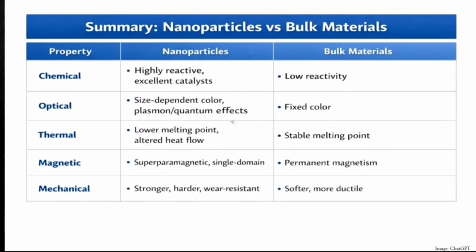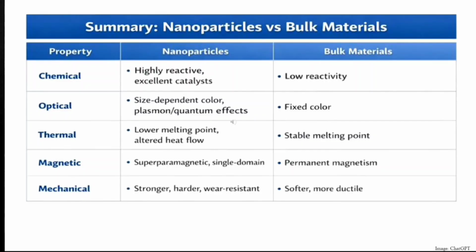This table summarizes the key differences between nanoparticles and bulk materials. Chemically, nanoparticles are far more reactive and act as excellent catalysts, whereas bulk materials generally show low reactivity. Optically, nanoparticles display size-dependent colors due to quantum and plasmon effects, while bulk materials maintain a fixed appearance.